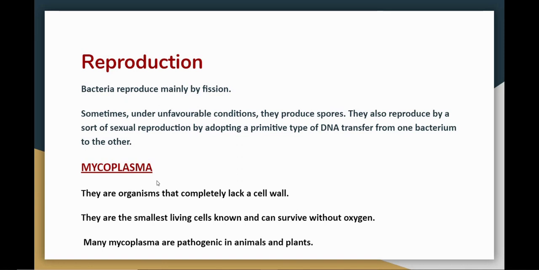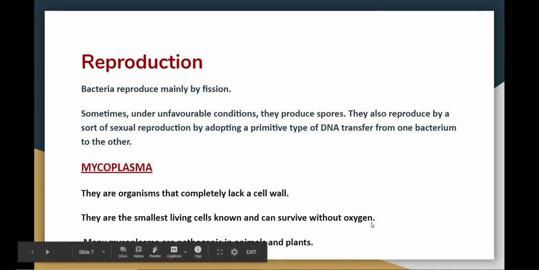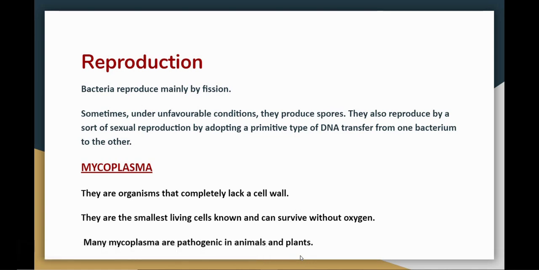Now, mycoplasma. Mycoplasma are organisms which completely lack a cell wall. They are the smallest living cells known and can survive without oxygen. Mycoplasma cause different kinds of diseases in both plants and animals. They are pathogenic.